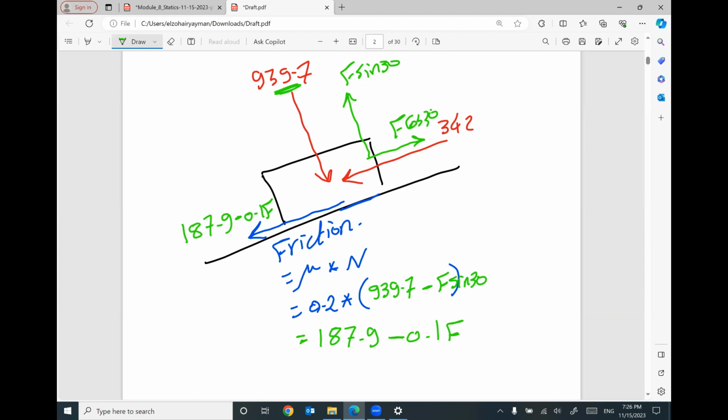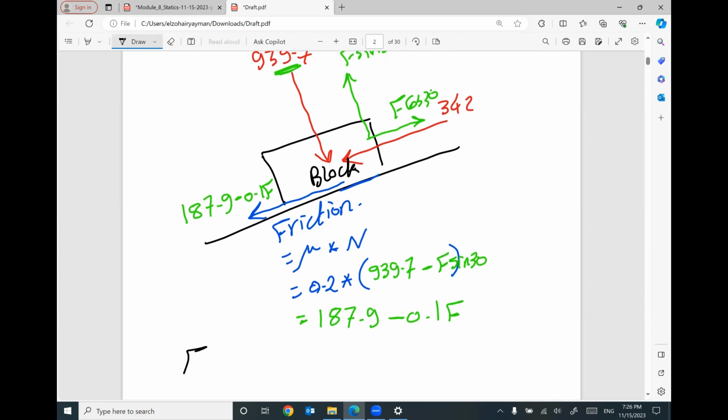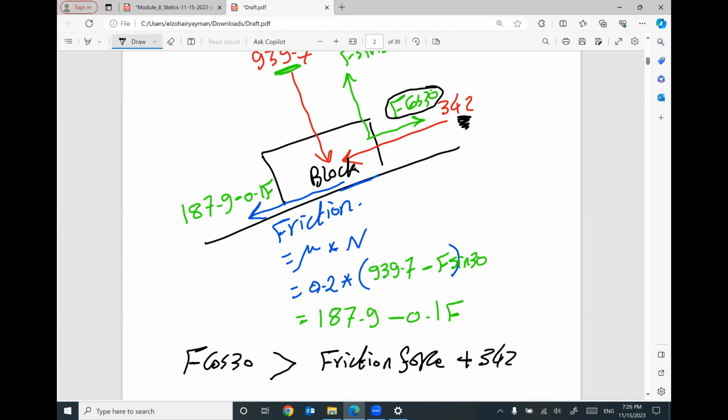If you look to this free body diagram, to make sure this box moves up, I have to make sure that F cosine 30, this component of the force, is greater than the friction force plus 342, this component. Because this component and the friction, both of them are in the same direction, so both of them will be added. The component of the applied force, F cosine 30, must be greater than these to be able to move this box up.